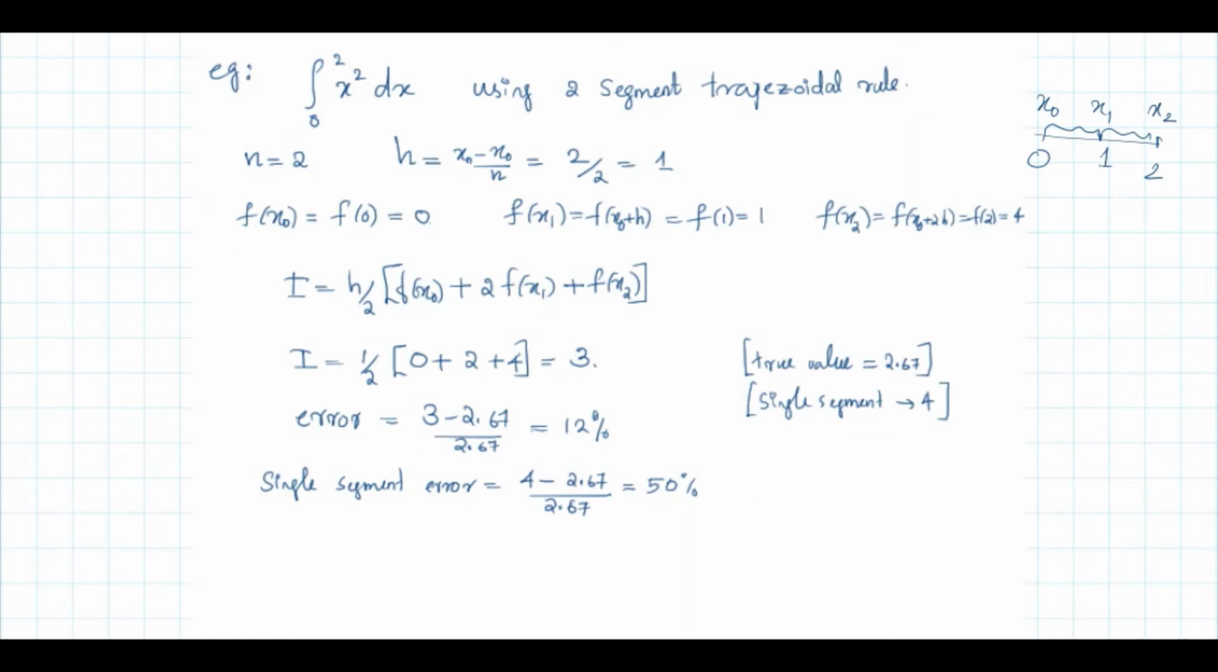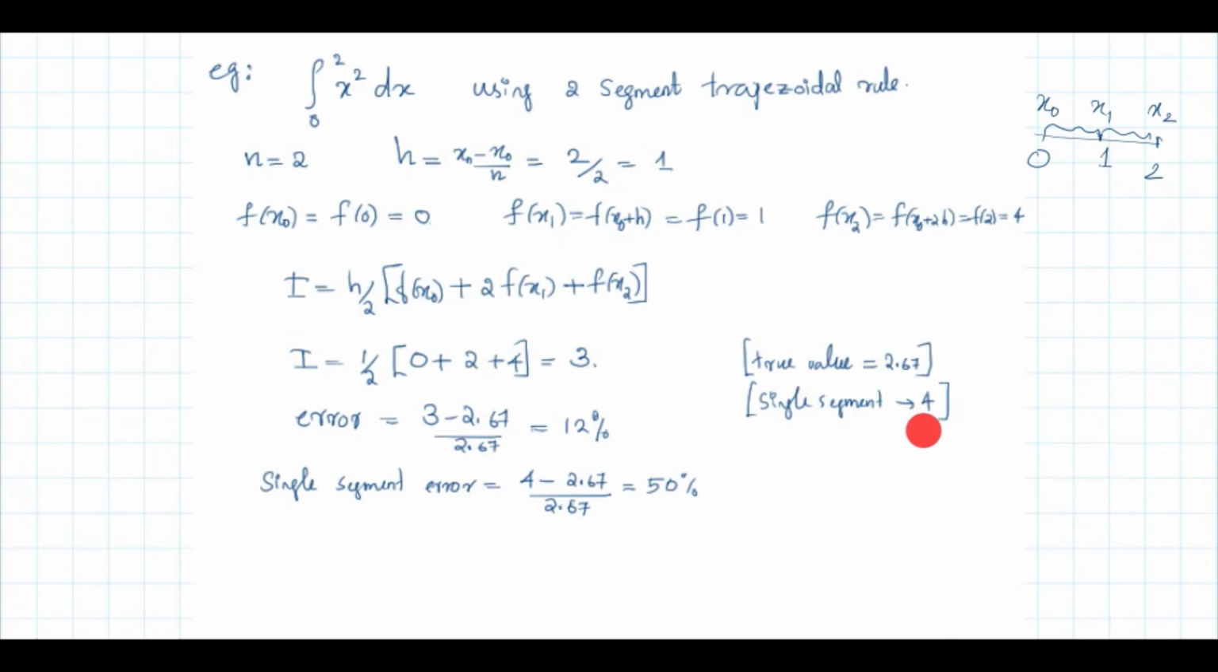F of x0, here you have f of x equal to x square, x0 is actually 0, so it is 0 square. F of x1, f of x is x square, x1 is 1, so 1 square. But here you have 2 f of x1, so 1 square is 1, 2 into 1, 2. And f of x2, x2 is 2, f of x is x square, so 2 square is 4. 4 plus 2, 6, 6 by 2, 3. The actual value, true value of this integral is 2.67.